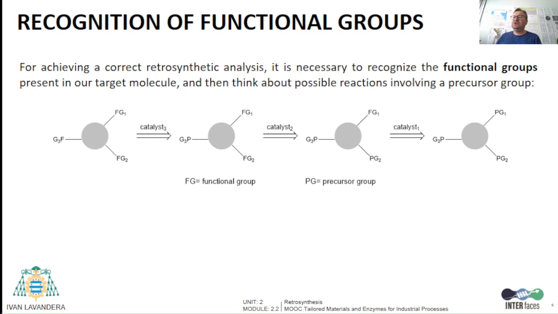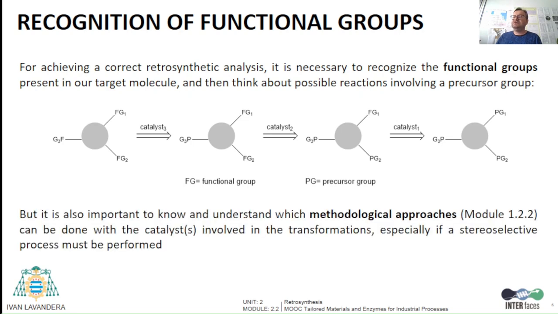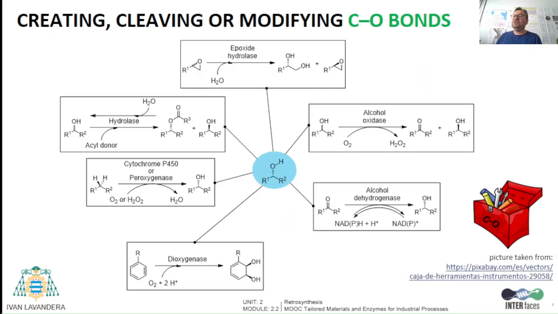To perform a correct retrosynthetic analysis, it is necessary to recognize the different functional groups that are present in our target molecule, so then possible precursors can be envisaged. Apart from this, it is also very important to know the different methodological approaches that can be used with enzymes, especially if stereoselective processes are involved, as has been shown in Module 2.2 from the basic unit. To show the different biocatalytic possibilities to get access to valuable compounds, in this slide, as an example, the synthesis of chiral alcohol derivatives from many different precursors is demonstrated.